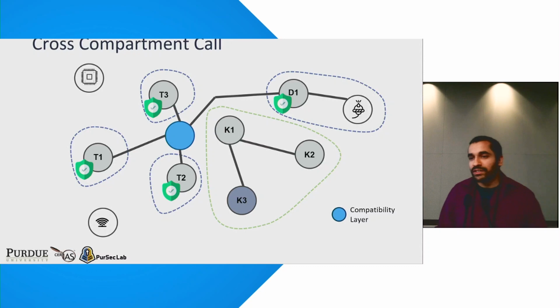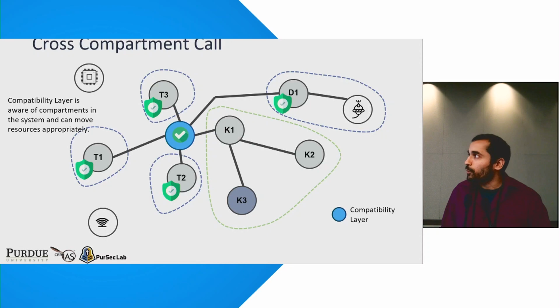The compatibility layer is a kind of higher privilege thing where you can think of it as a gateway. It's aware of all of the compartments in the system. And everyone can talk to this. And this compatibility layer can also talk to the kernel after appropriate checking. Again, it's aware of all of the compartments in the system and can move resources appropriately. And now we have a working compartmentalized software or firmware.